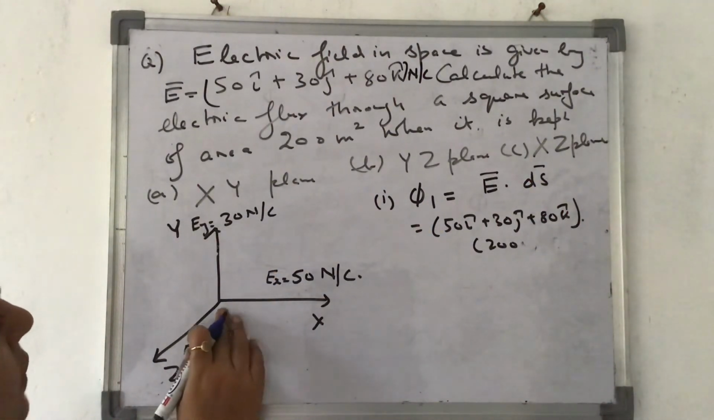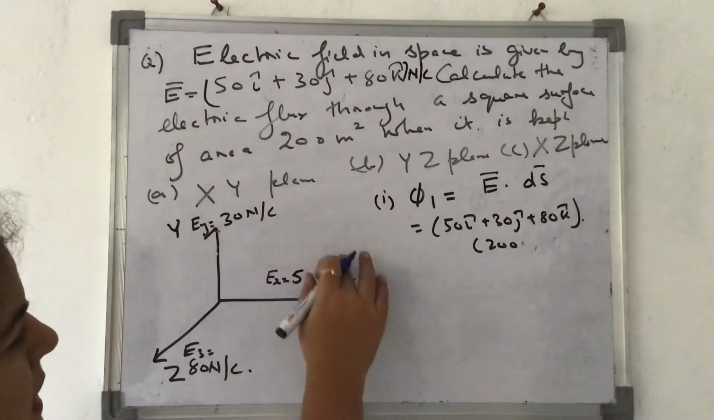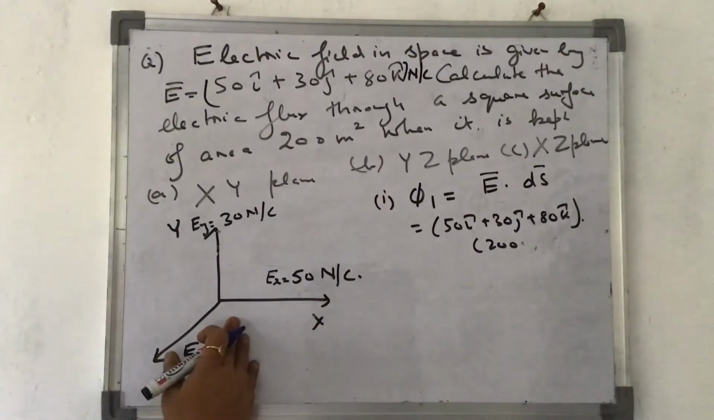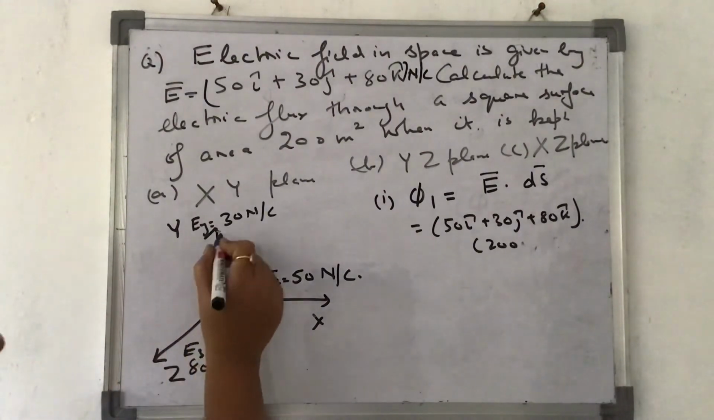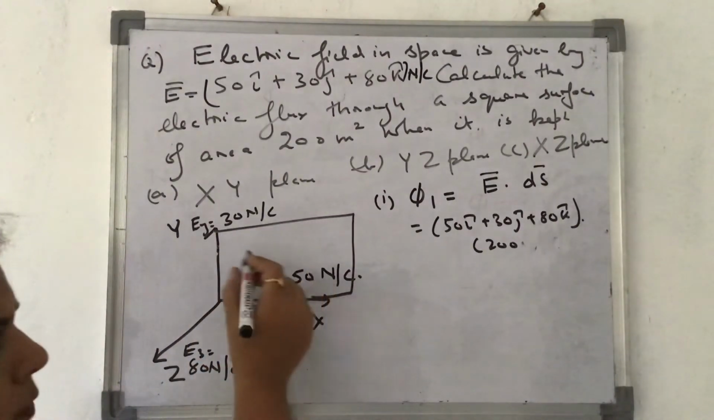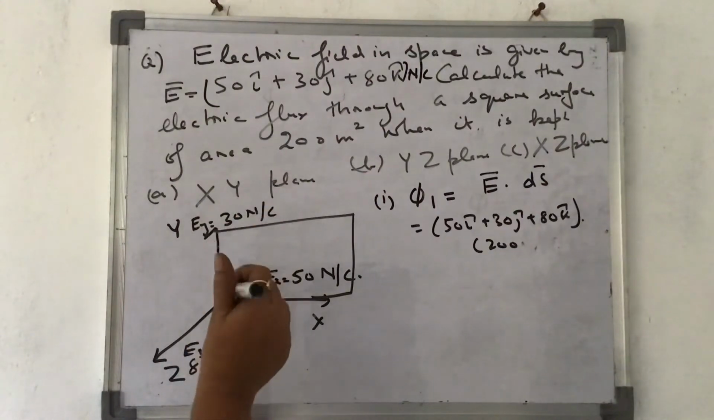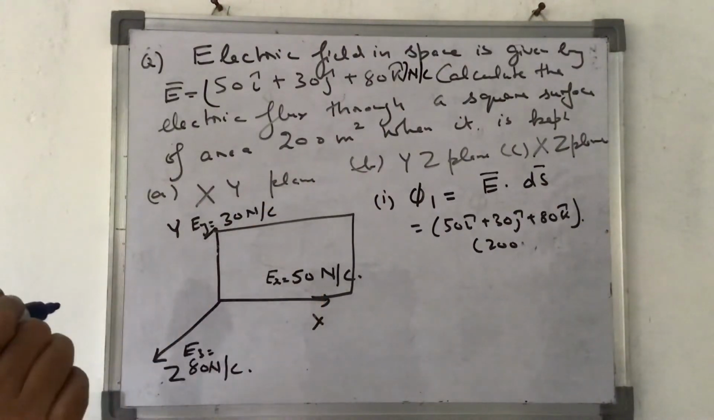XY plane. XY plane means this. So which component do I need to add? The K component. The direction of the surface, if I draw a surface like this, ये surface बन गया किस plane में? XY plane में. इसका direction कहाँ है? बाहर की तरफ.